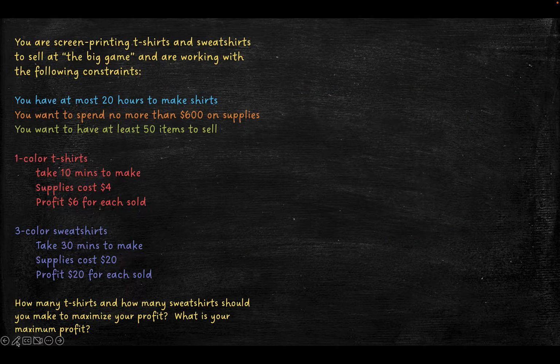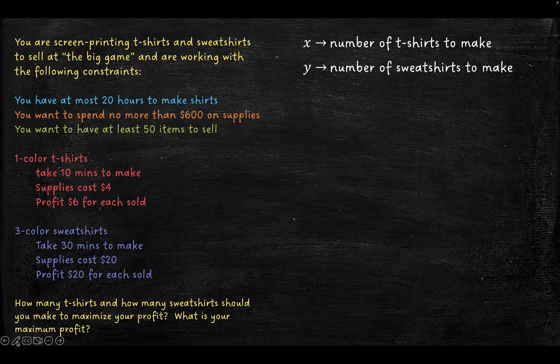All right, so here is everything that we know so far. In order to get started with this, the first thing that we want to do is identify what our variables should be. So X and Y are pretty common, and whether you use the problem that they're asking at the end, how many t-shirts, how many sweatshirts should you make, or just what is the unknown, what don't we know yet? I would go ahead and make X and Y the number of t-shirts and sweatshirts that we're going to make.